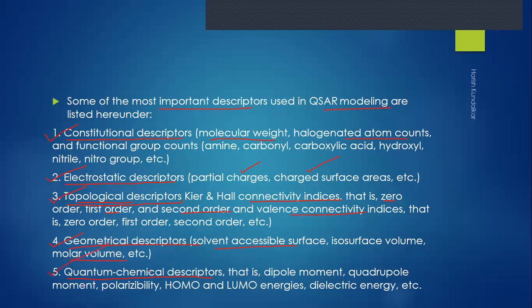Then we have quantum chemical descriptors. Examples are dipole moments, quadrupole moments, polarizability, HOMO energies, etc. Quantum chemical descriptors are based on quantum mechanical calculation, whereas the other descriptors are widely used in molecular mechanical calculation. Not that quantum descriptors cannot be used, but quantum chemical descriptors are more widely used for quantum mechanical calculations, whereas for molecular mechanical calculations, the other four types of descriptors are used.